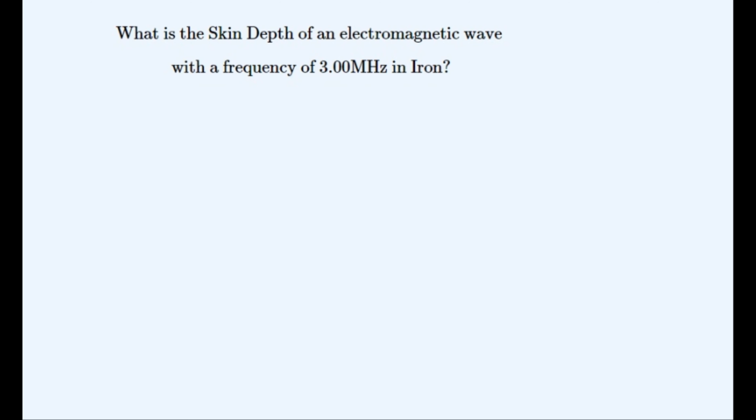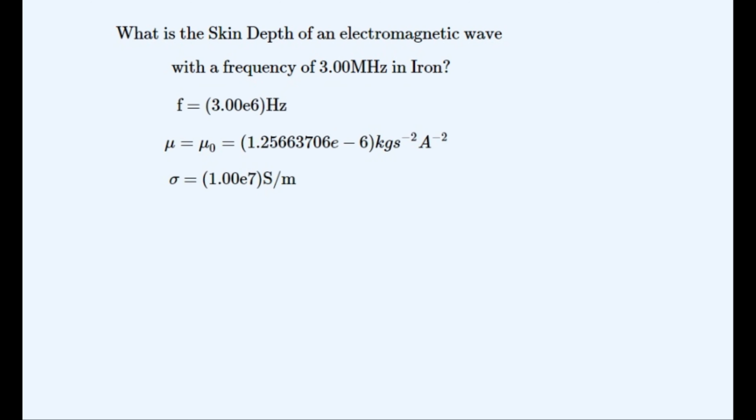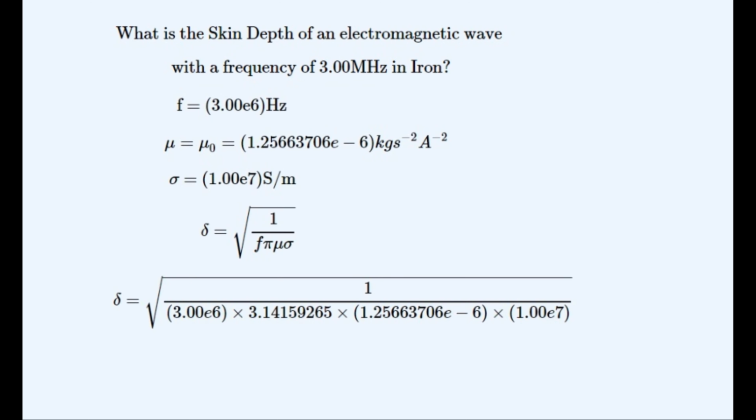Here we're asked to find the skin depth of an electromagnetic wave in iron. So we're given the frequency, and I like to write it out in scientific notation. We can use the permeability of free space because the material can't respond quickly enough to such a high frequency, and we can look up the conductivity of iron in a table. We can then use this formula that we've derived and plug all of the numbers into it. And so we end up with this skin depth for a wave in this material, which is very short.